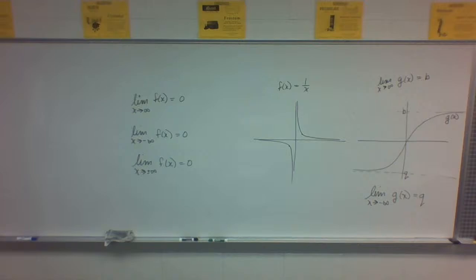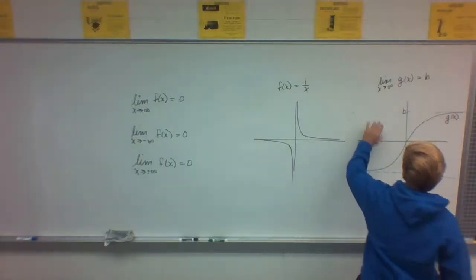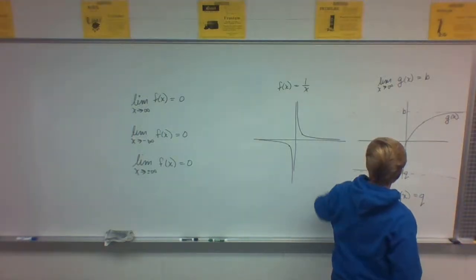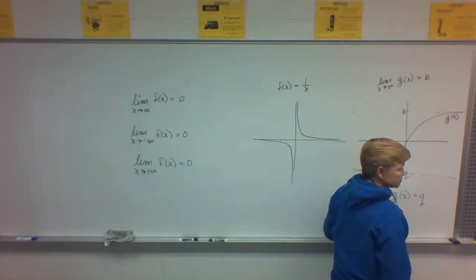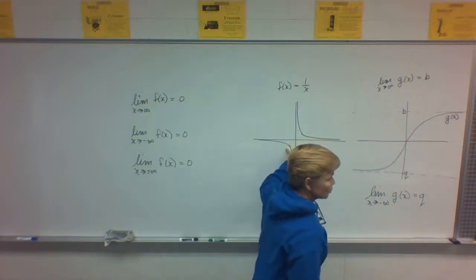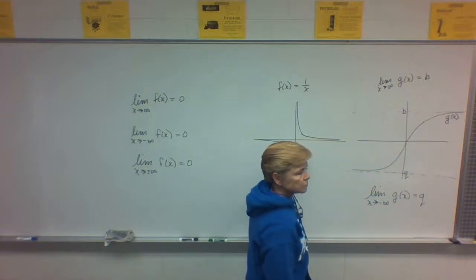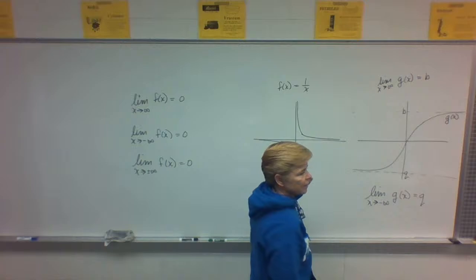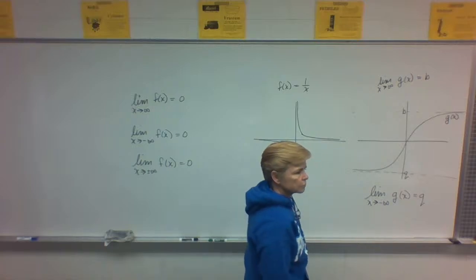This one goes left, it goes to q. But if it had settled on a b, then it could be either one of those. So in this case right here, we have a horizontal asymptote at b, and a horizontal asymptote at q. And here we have a horizontal asymptote at 0, because the limits at infinity settle on those values.